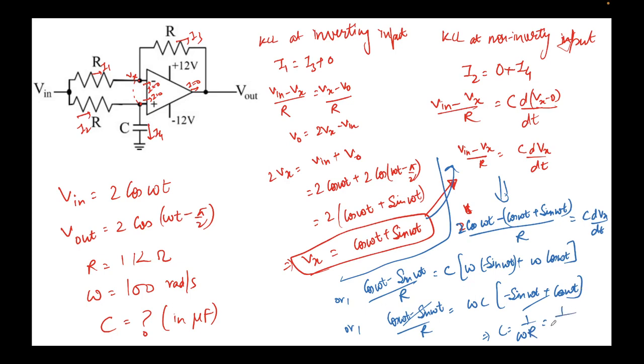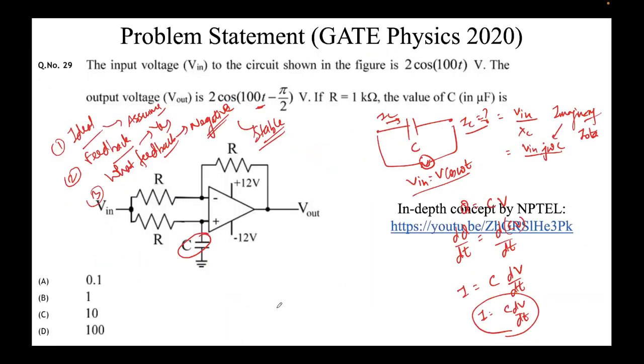The value of omega given in the question is 100. The value of R is 1K. This will come out to be 10 to the power minus 5 farads. This implies 10 microfarad. Do we have such an option? Yeah, we have this option. Option C.